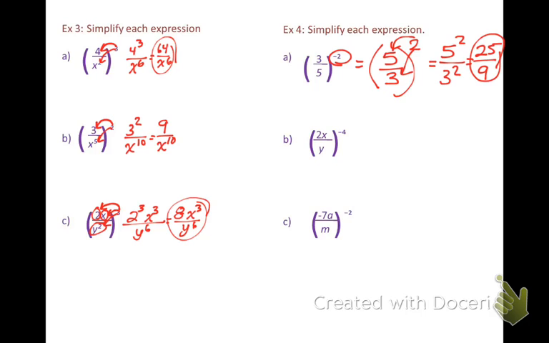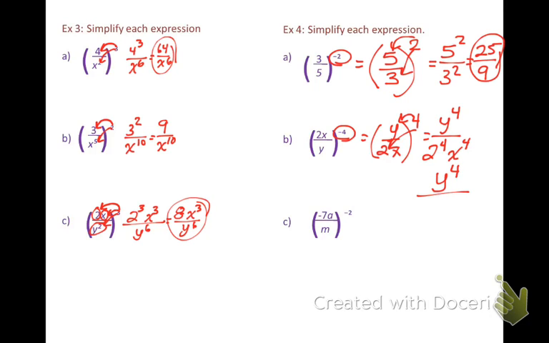B. Again, you have a negative 4 exponent, so I'm going to do the reciprocal, which is y over 2x, and then to the 4th power. Now distribute. So I have y to the 4th, 2 to the 4th, and x to the 4th. I'm going to bring it down to the bottom. I don't have enough room. 2 to the 4th is going to be 16, x to the 4th. Here's your answer.